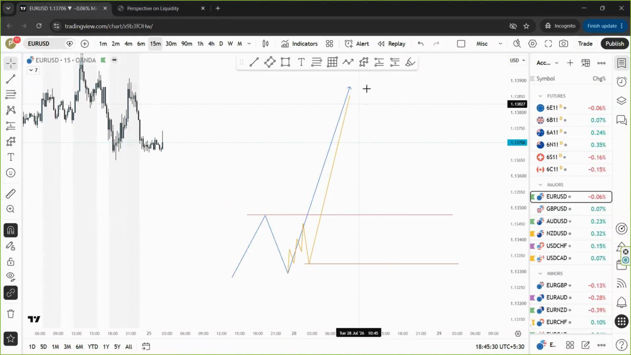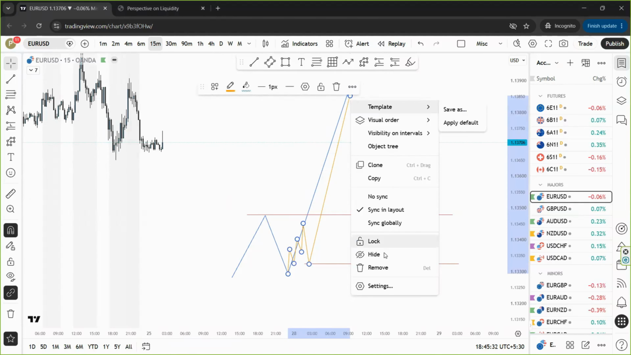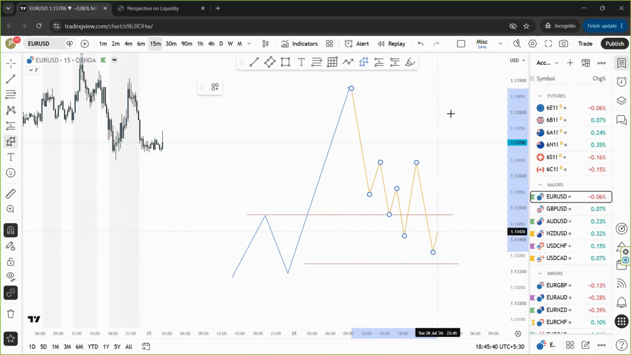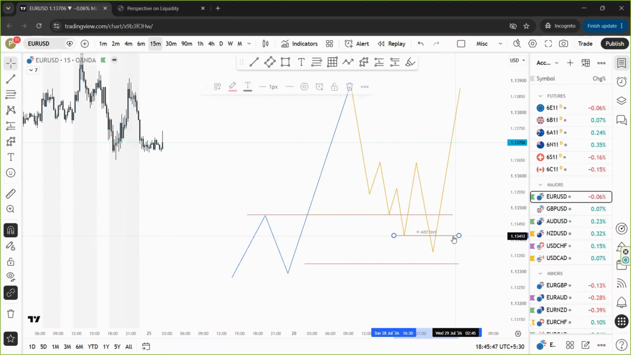The same can be used in the RTO, like for type 2 inducement. In that case, what you're looking for is something like this. Again, you need some sort of minor structure, and then that is taken out. And here you have a valid type 2 inducement. It's the same logic across all three forms of liquidity.